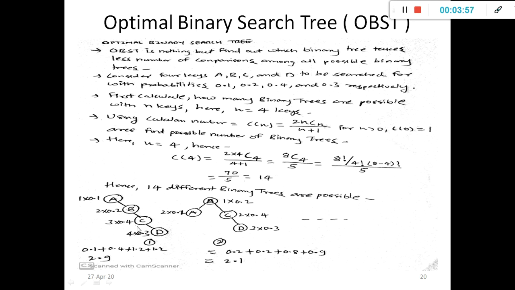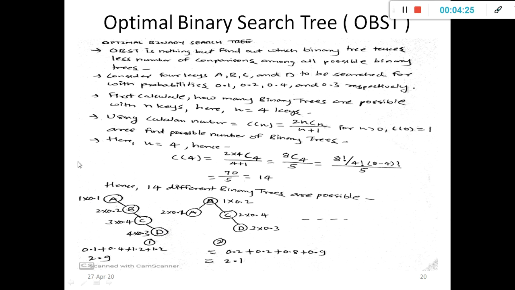First you have to understand two possible binary trees, binary tree 1 and binary tree 2, arranged using all these 4 keys. In the first, A is the root key, then B is the next level key, C is the next level and D is the next level. All these keys are arranged into 4 levels and you have to calculate their cost using the frequencies.